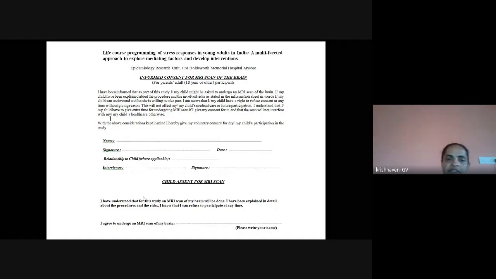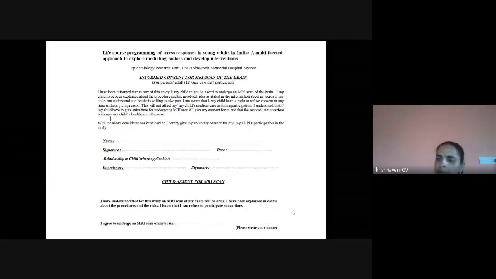And this is the child assent form. We will ask the child, are you happy to undergo this test? This is what it involves. And if the child says yes, then we will write the child's name. We can ask the child to write the name themselves, but it is not binding, so we might as well write. So this is the example of a consent form.